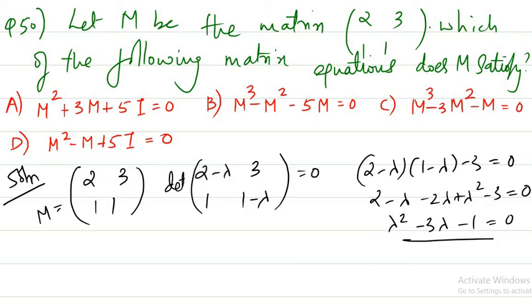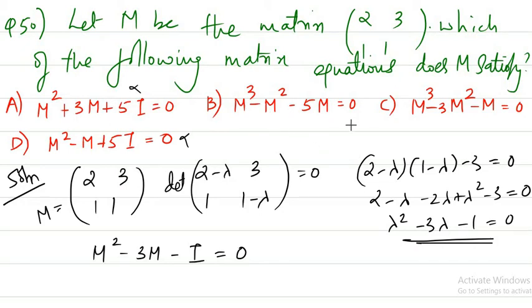So the characteristic equation we have found, and we just substitute m for lambda. We get m square minus 3m minus I should be equal to, if it is 1 you have to give I, if it is 3 or k you have to give ki. So you get m square minus 3m minus 1 is equal to 0. So is there any option like that here? M square, no, not this, m square plus 3m, so it's not this also.